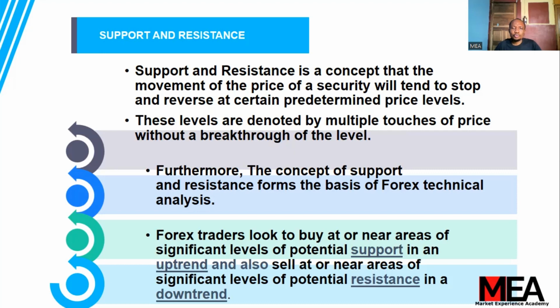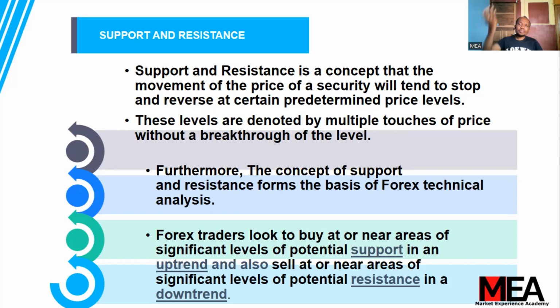Forex traders look to buy at or near areas of significant potential support. Yes, we tend to buy from the bottom, from the discounted price, in anticipation that when the price of the market goes up, we make profit. We make profit. Then if we are buying from the top, we are what?